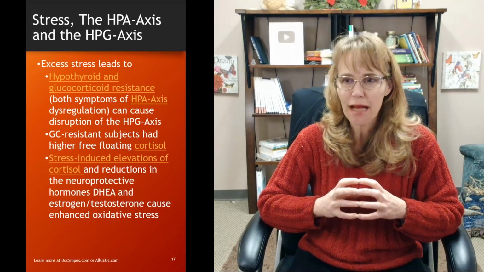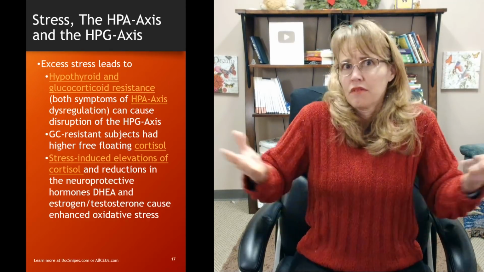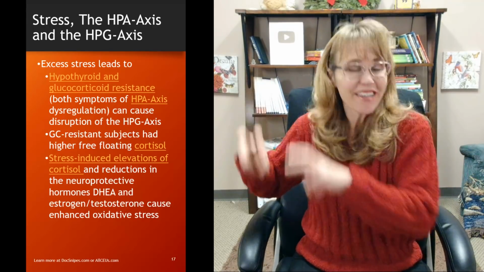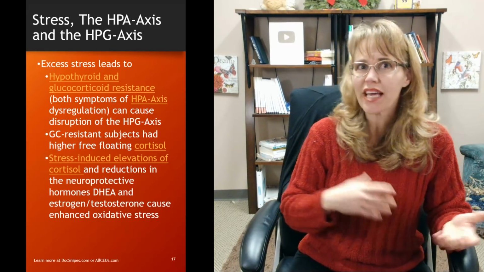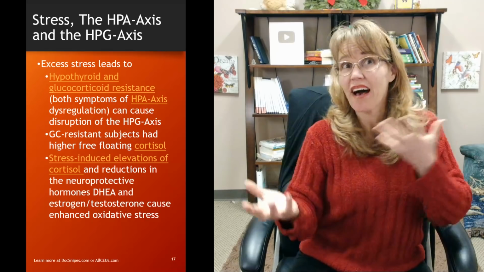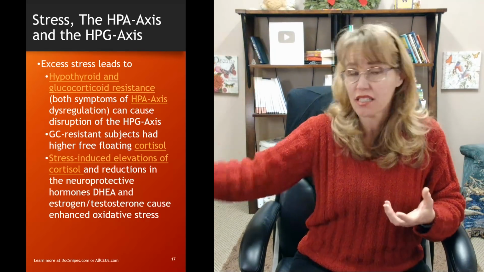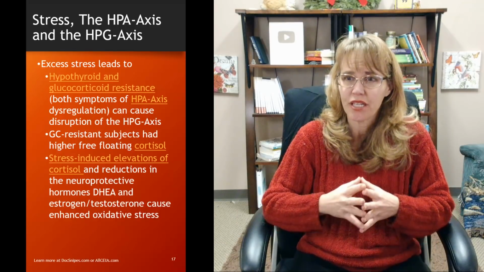Glucocorticoid resistant subjects have higher free-floating cortisol. Well, it makes sense. It takes more cortisol to trigger the receptors, so they can have more in their system and it's really not doing anything. So they can have more cortisol floating around, they can feel more stressed, but they just aren't getting the stress response. They're not getting the energy.